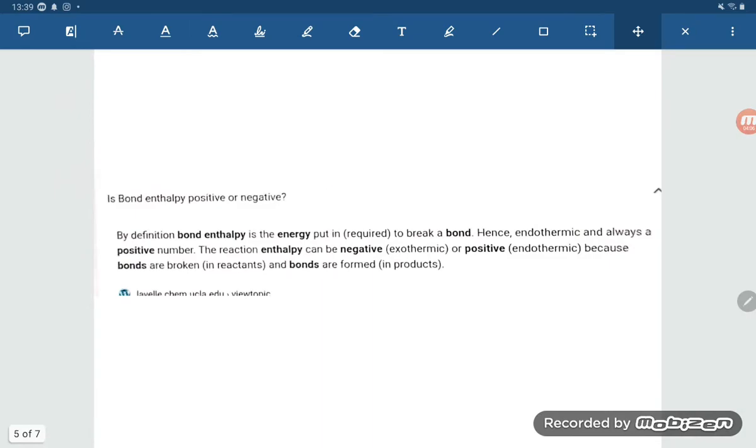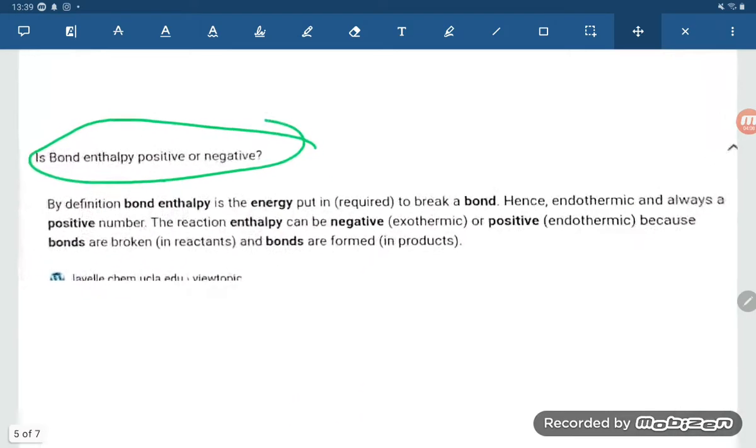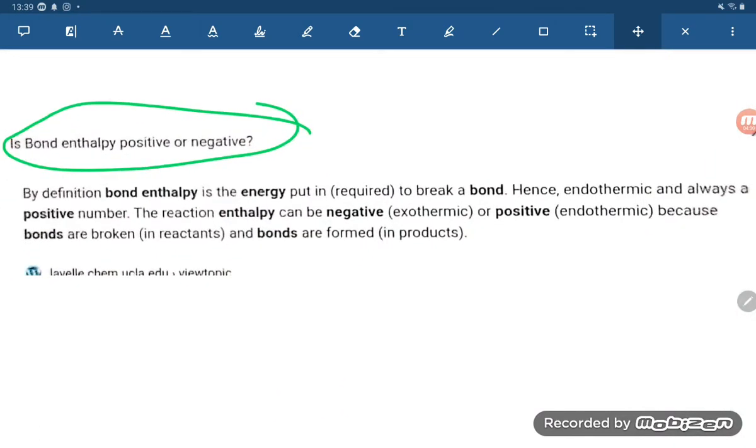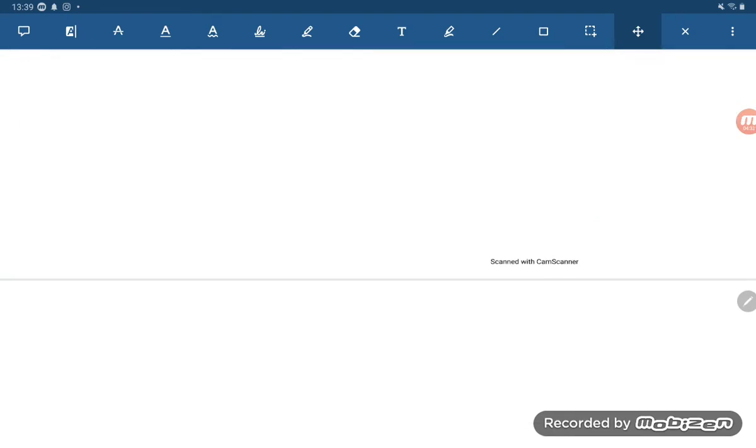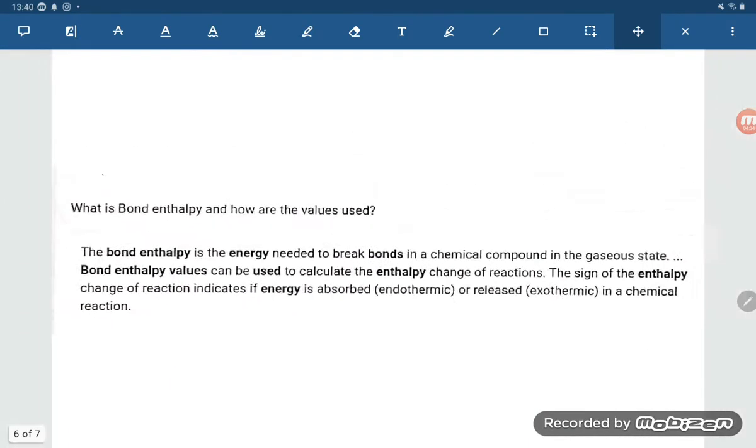Next, is bond enthalpy positive or negative? By definition, bond enthalpy is the energy put in to break a bond. Hence, it is endothermic and always a positive number. The reaction enthalpy can be negative (exothermic) or positive (endothermic) because bonds are broken in the reactants and bonds are formed in the products. So it can be both positive or negative.